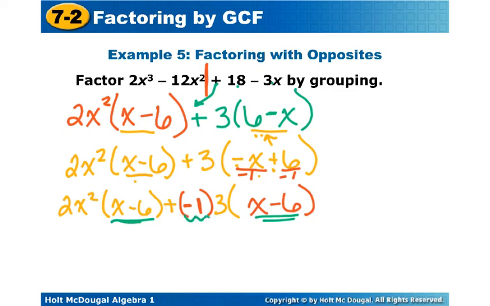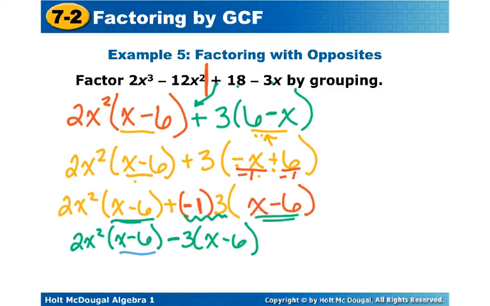Now I'm just going to simplify this part right here. So that now gives me 2x squared times the quantity of x minus 6. -1 times 3 gives me -3. And then x minus 6. And then now I'm going to drop down one of my x minus 6's. And then I'm going to group my terms that I have out here. So that becomes 2x squared minus 3. And there you have it. So in this case, you're still following factoring by grouping as what we just did.